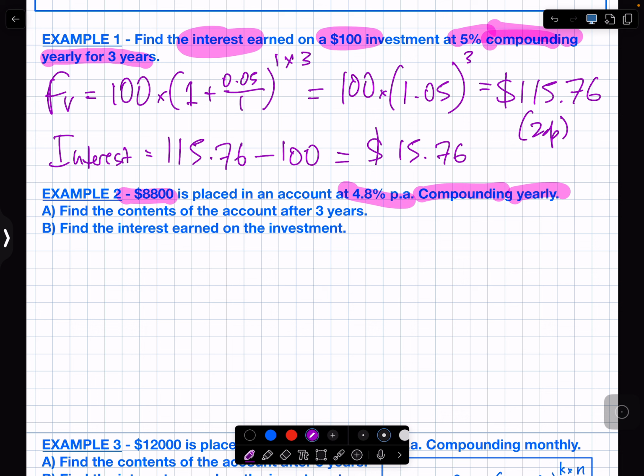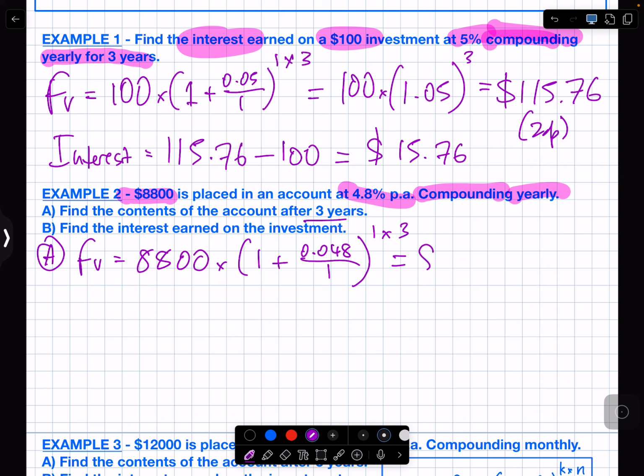Example 2. Find the contents of the account after 3 years. A, FV, as our student said, 8,800 is the principal. 1 plus. What's 4.8% going to be as a decimal? 0.048 over compounding yearly, so it's going to be 1 to the power of 1 times by 3. So it's going to be 8,800 times by 1.048 to the power of 3.